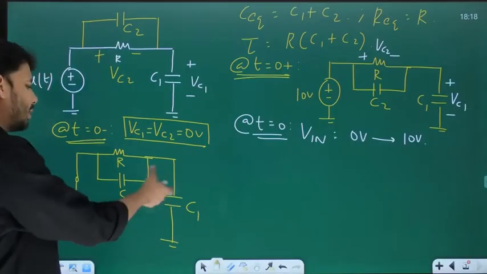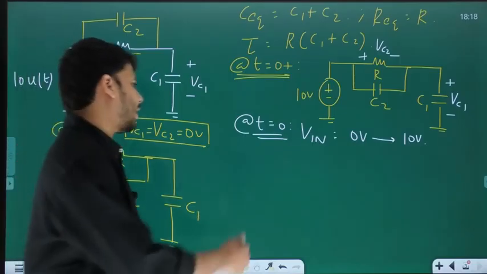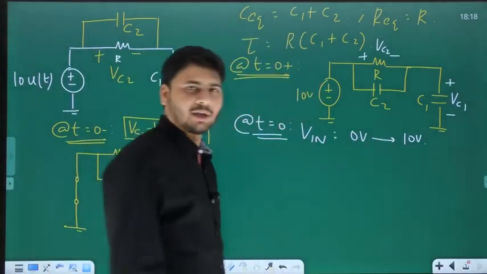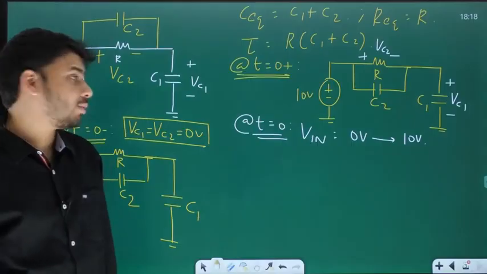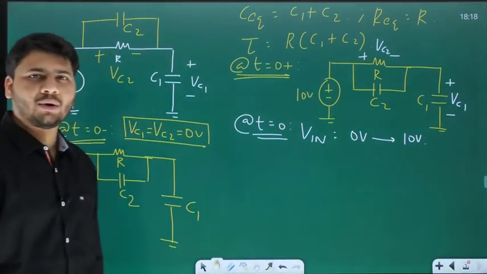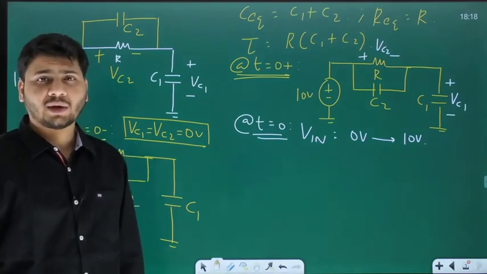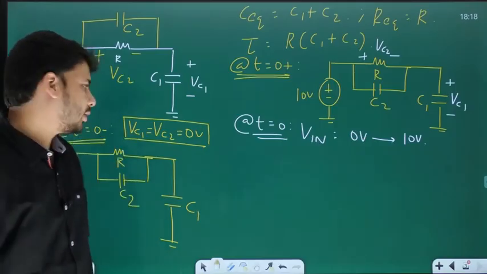VC1 is what? 0, uncharged. VC2 is also 0, both are uncharged. And at t equal to 0, input is suddenly changing from 0 to 10 volts. You see, sudden change, is it like a low frequency signal or a high frequency signal? Sudden change is a high frequency signal.